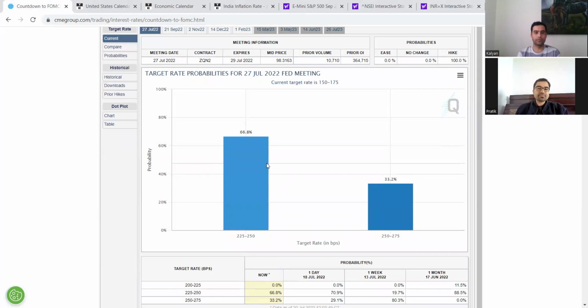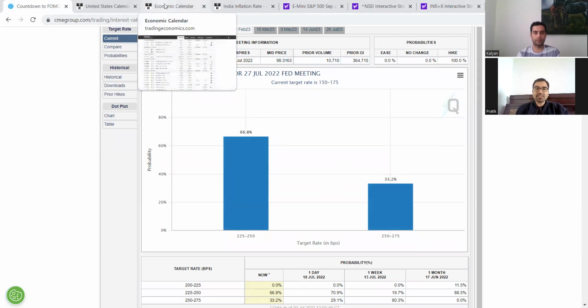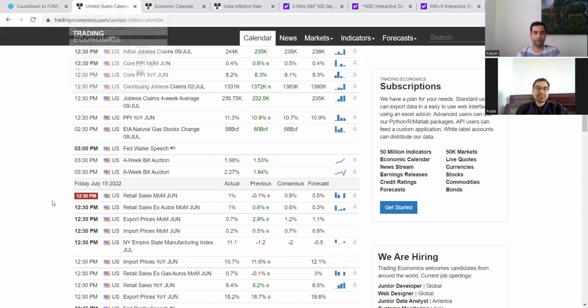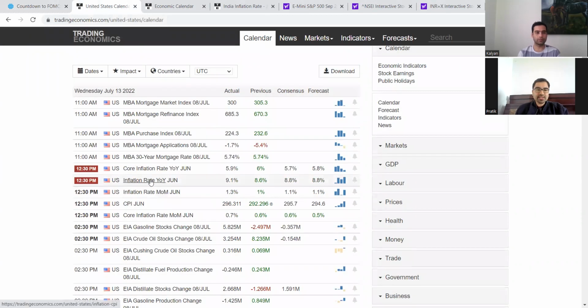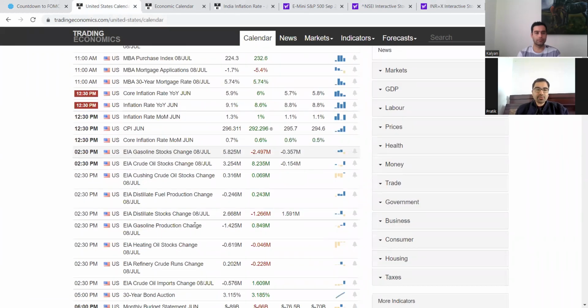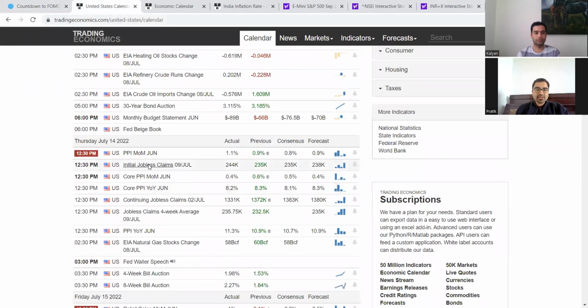But again, what has changed? Why did this specific market of Fed rate probability gyrate this much? That is something we need to understand. If you look at the economic calendar, this was the inflation data that came in on July 13th. After that, a lot of important data points came in.